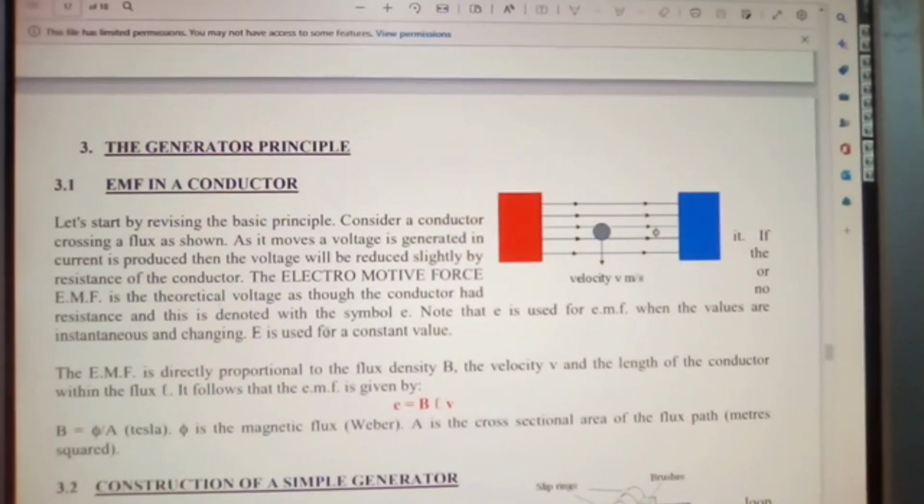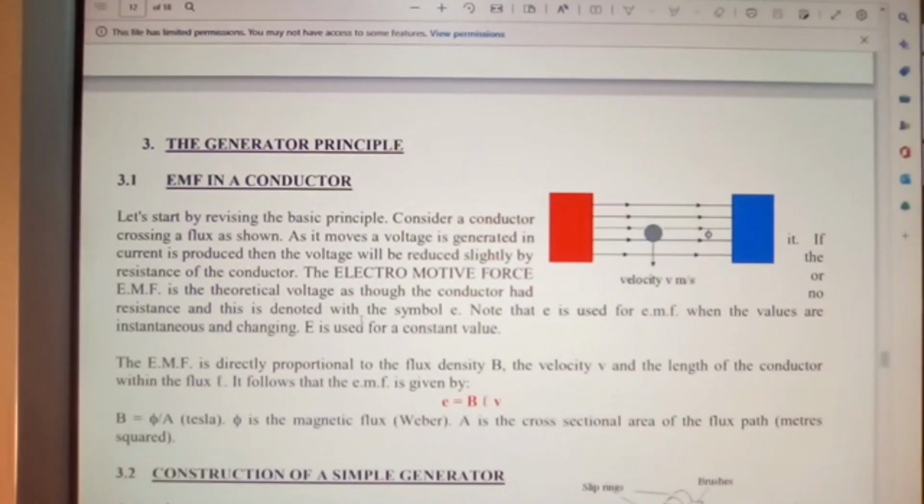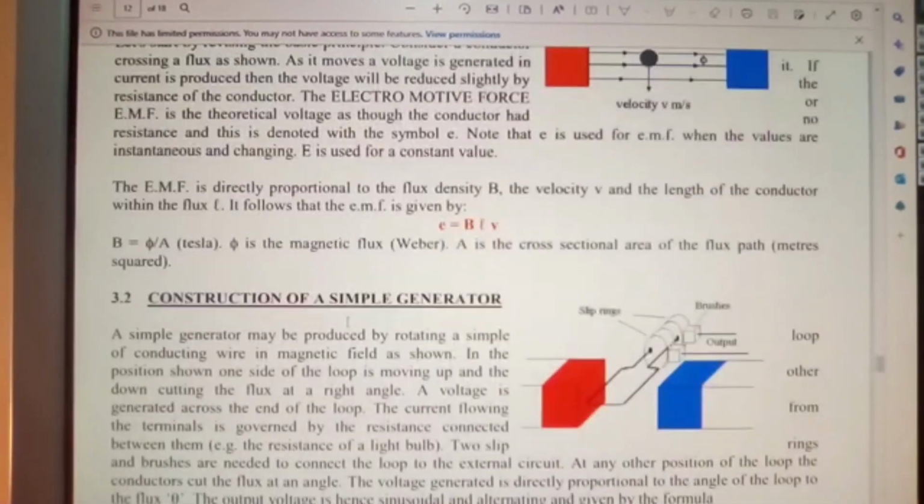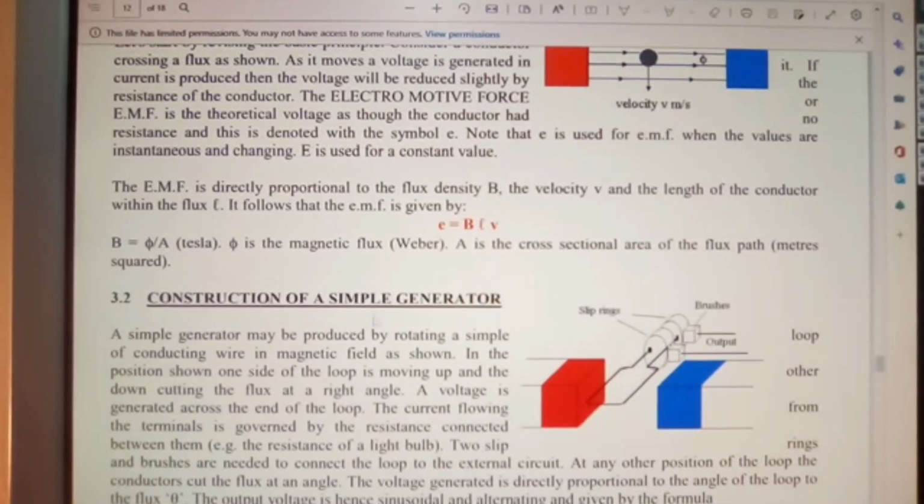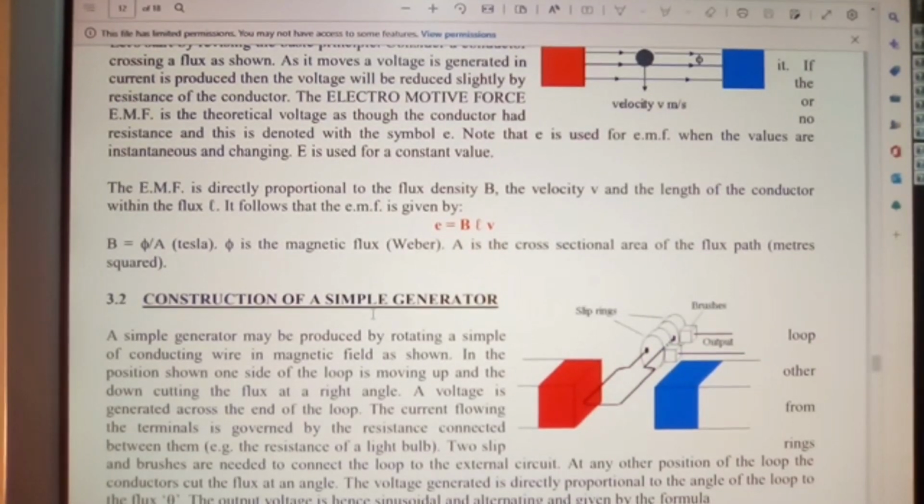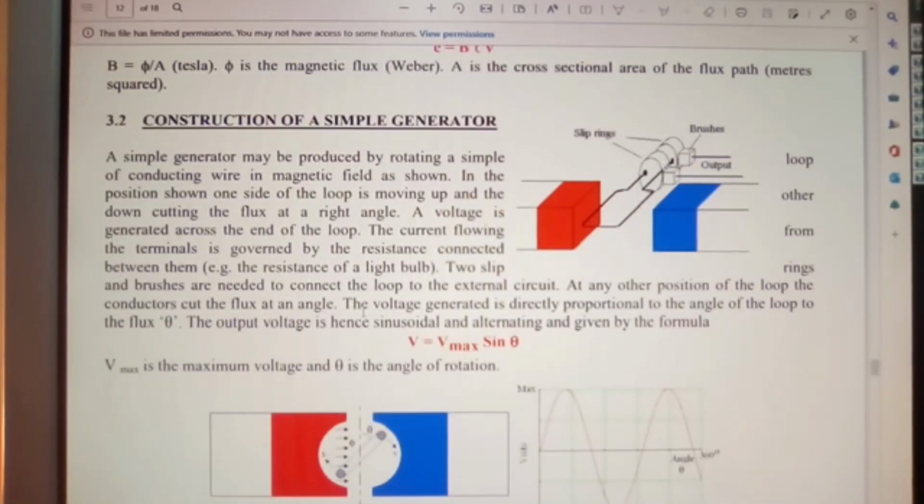Okay, now I'm not going to go into generator principle with you. At this level, you should know this yourselves already. You'd have done this in level 1, level 2 and level 3. So the construction of a simple generator, that you know already, and we've looked at this previously.